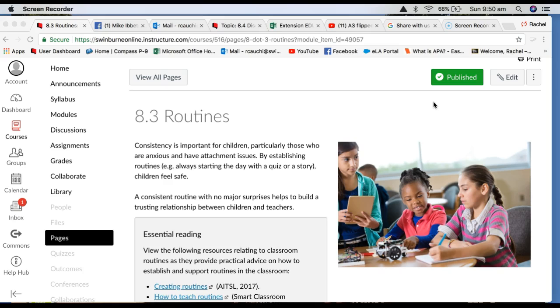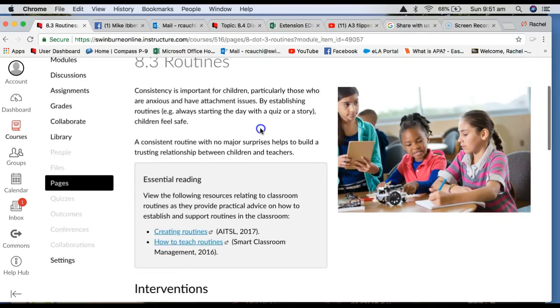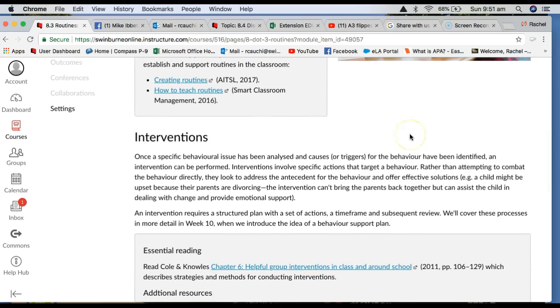But it also might be good to reflect on some of these things because they impact quite heavily on Assessment 3, so you really need to make sure that you have a very good understanding of them. So as you can see, we're talking about routines, and something that I thought I'd just share really quickly is the idea of an intervention.